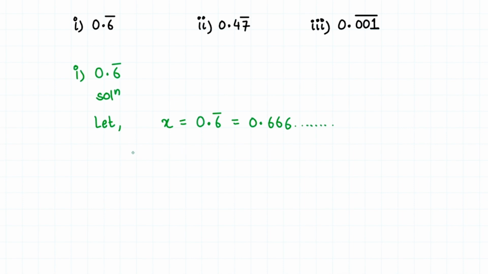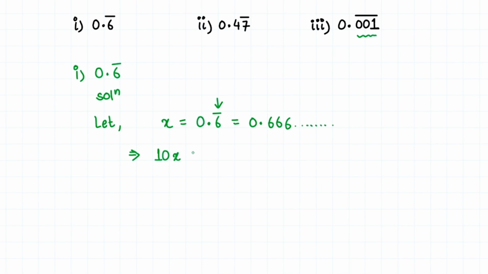Now the next step is to multiply this x by 10. How do I know that I have to multiply it by 10? It depends on the number of digits that are repeating. If 2 digits were repeating, we would multiply it by 100. If 3 digits were repeating, we would multiply it by 1000. For example, in our third question, we have 3 digits repeating, so we would multiply that number by 1000. In our question, only one digit is repeating, so we are multiplying it by 10.